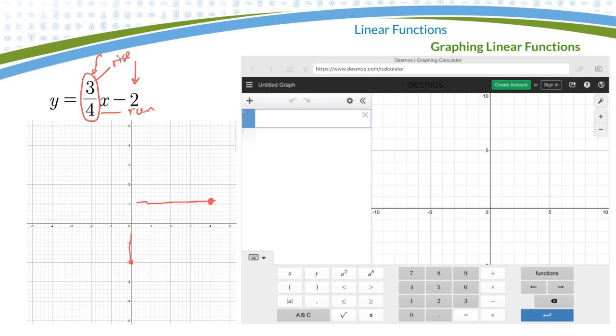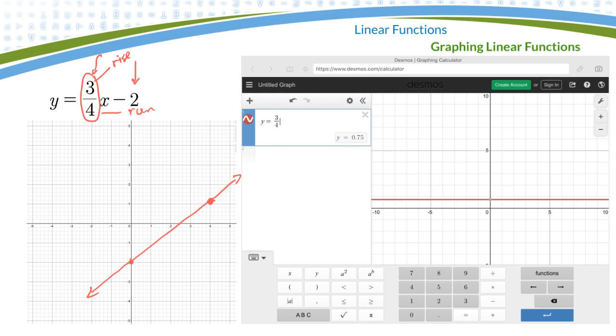Now, these lines that I put in between, I probably don't need those. There. Okay, so there I have 2 points, and now I can draw a line that goes through those points, and that would be the graph of that particular function. You can also do these in DESMOS. Let's try one and see how it works. So y equals 3 over 4, so 3 divided by 4, move over x minus 2. Uh-oh, where's my 2? There.